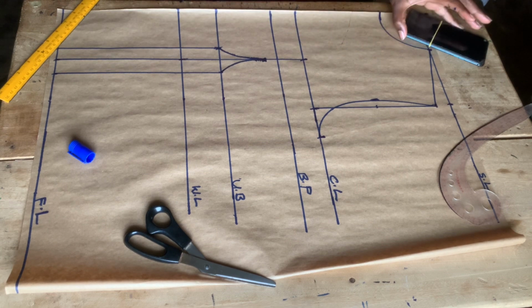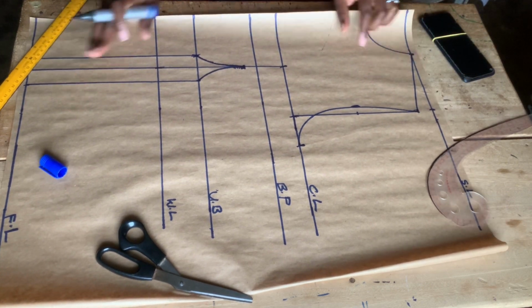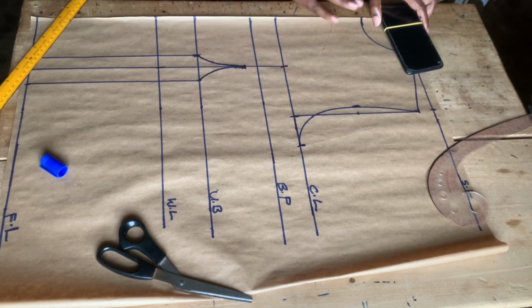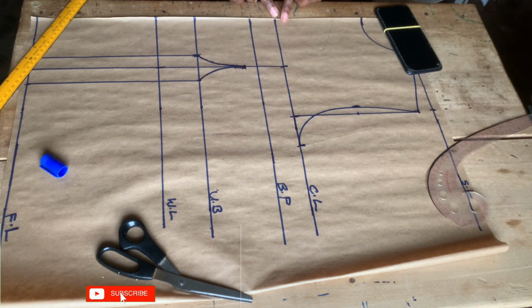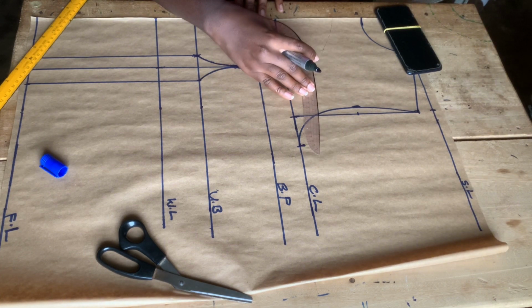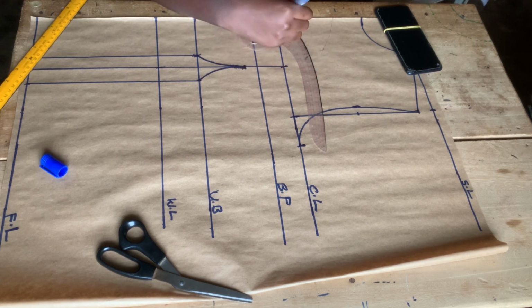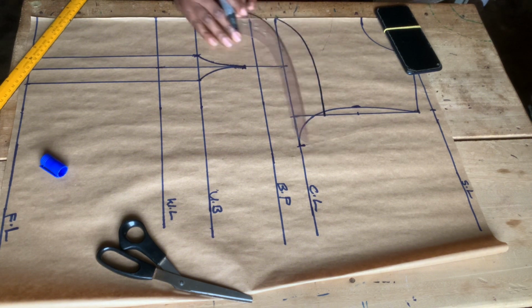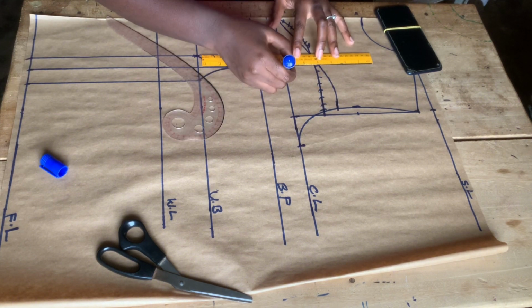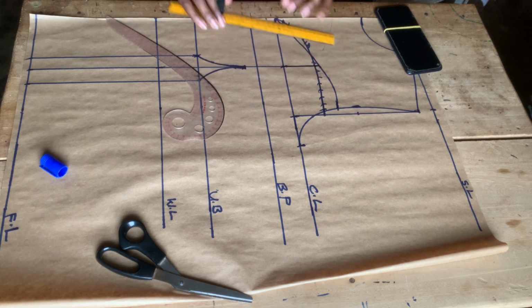So the next thing I'm going to do is to create my yoke, where my yoke will start and where it will end. So I'm going to use my curve rule to make a sort of sweetheart neckline from my chest line. So if you want yours to be deeper than the chest line, you can go ahead and do that, but I don't want mine to be deeper than the chest line. So that's what I'm measuring now, even though I later adjusted this yoke to connect to the armhole.